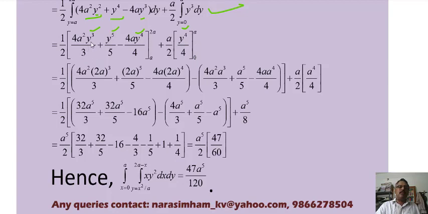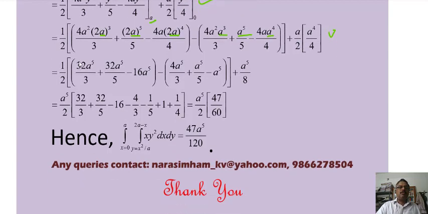Now first put y equals 2a in each and every term, then substitute the second limit a. Then finally in the second term a by 2, if you put y equals a, you get a power 4 by 4. Now if you simplify, 1 by 2 times of this: 8 fours are 32, a power 5 by 3; 2 power 5 is nothing but 32, a power 5 by 5; minus 4 cancels, 2 power 4 is 16, a power 5; minus 4a power 5 by 3, minus a power 5 by 5, plus a power 5 by 8.